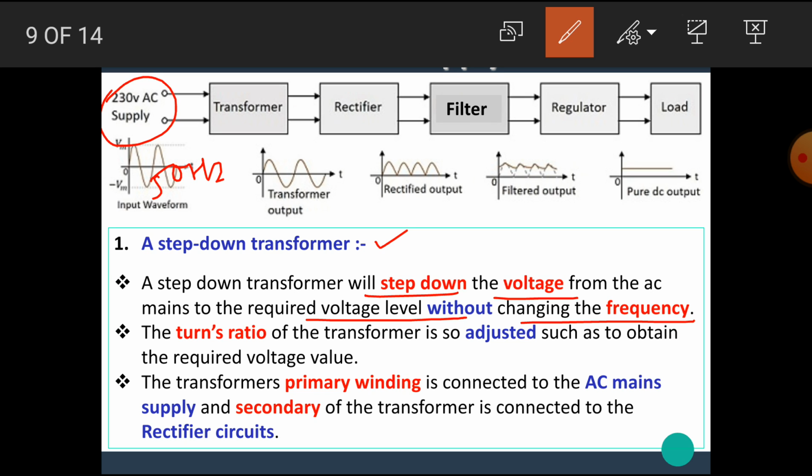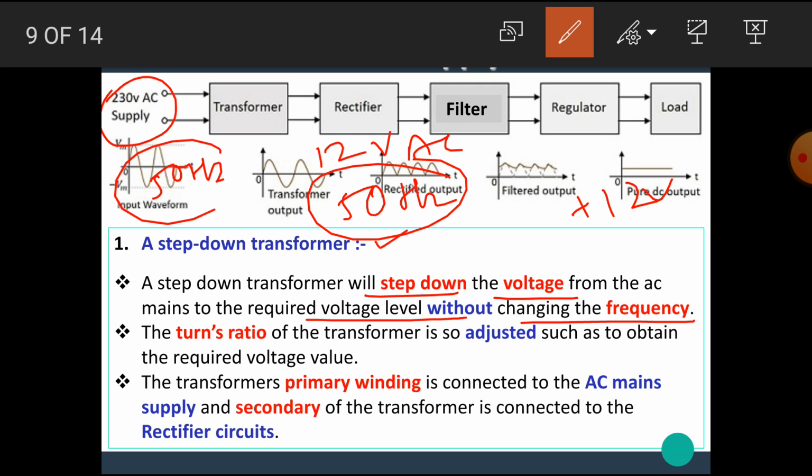but the output of the transformer is, for example, if we want to build a power supply for plus 12 volt, then the output of the transformer is 12 volt AC and having constant frequency 50 Hz. Okay, I hope you all understand. If we want to build a power supply for plus 5 volt DC, then the output of the transformer is 5 volt AC. Whatever is the value of the output voltage, the frequency is constant as the input.